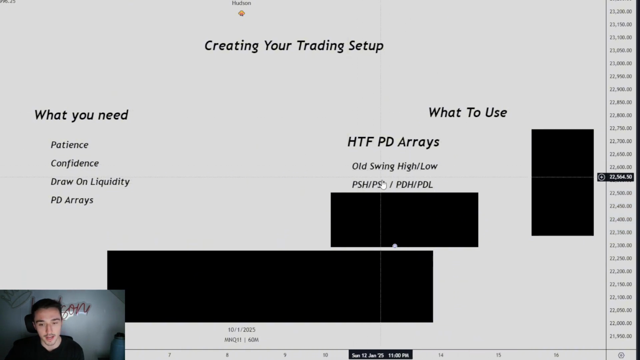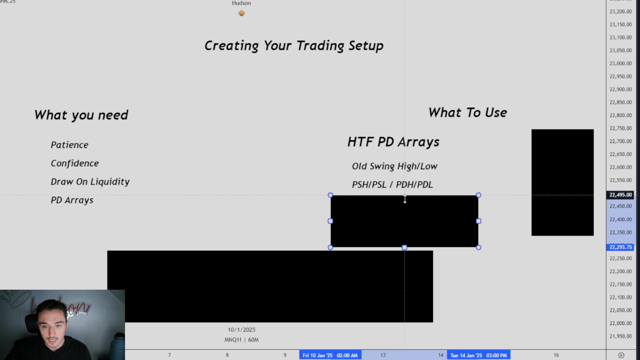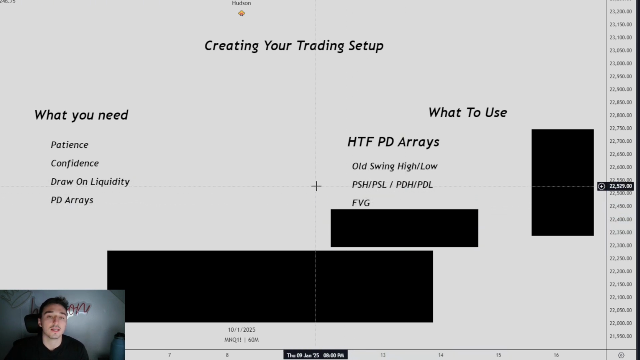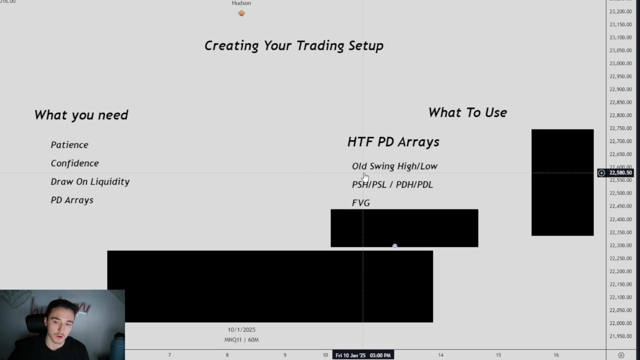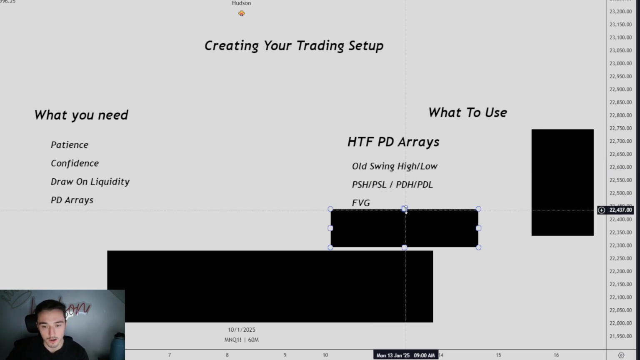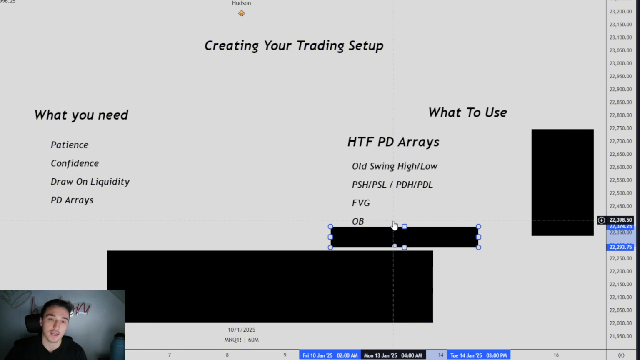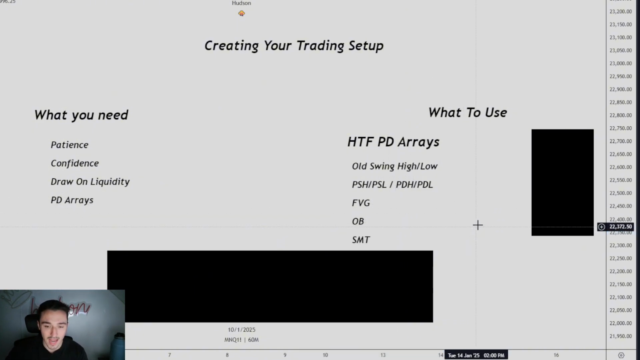So these two right here, previous session high, previous day high, one of those can also be used as your higher time frame PD array. Now, fair value gap is also a higher time frame key level you can be using, right? So we have these three things so far. Now, an order block can also be used as a higher time frame key level, and the last thing is an SMT, right? You can use higher time frame SMTs as your PD array.